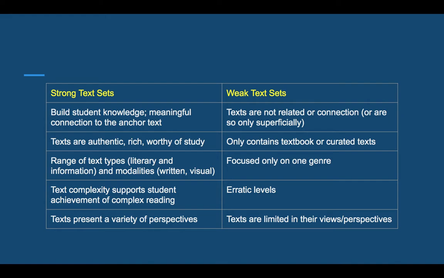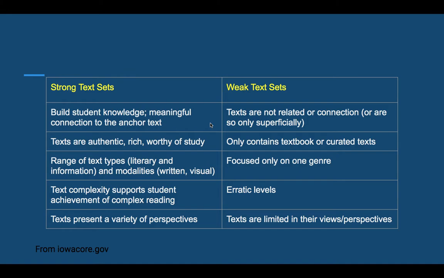A weak text set has erratic levels. It's not really about developing that critical thinking. A strong text set presents a variety of perspectives, whereas a weak text set maybe limits their views and their perspectives.